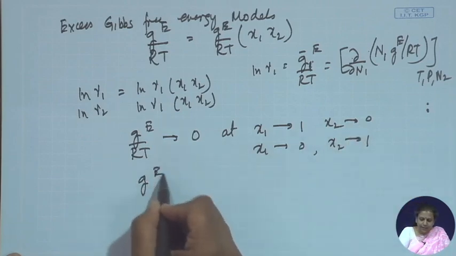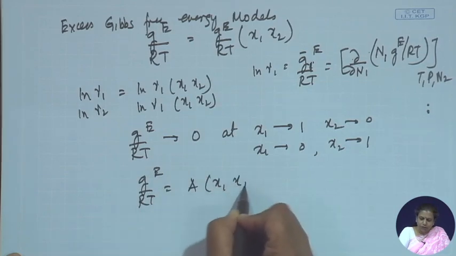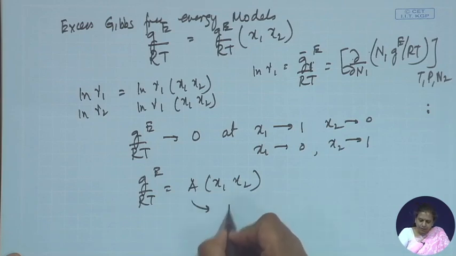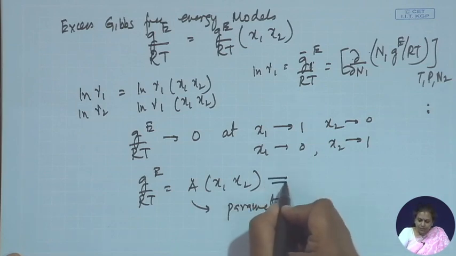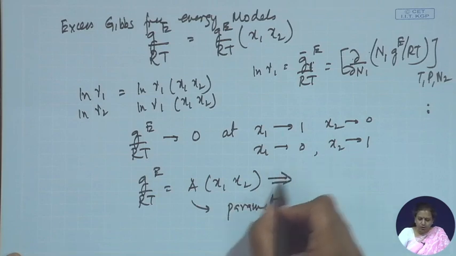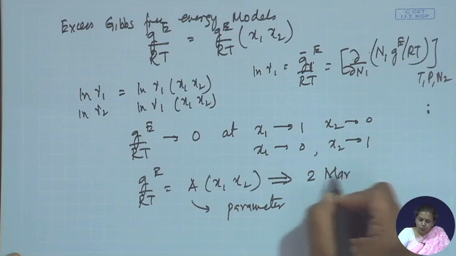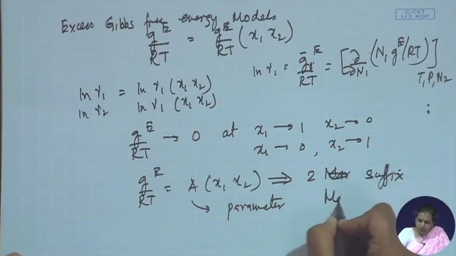The simplest expression can just be this, a product of the compositions, where A is a parameter which has to be determined experimentally, and this particular equation, which is the simplest Gibbs free energy model, is known as the 2 suffix Margules equation.